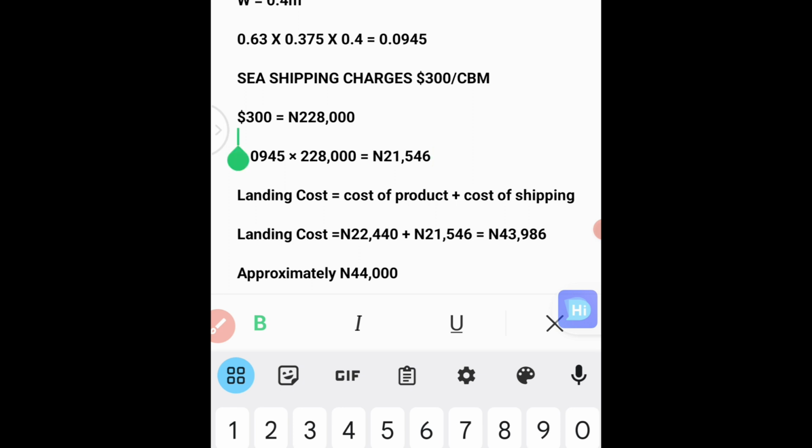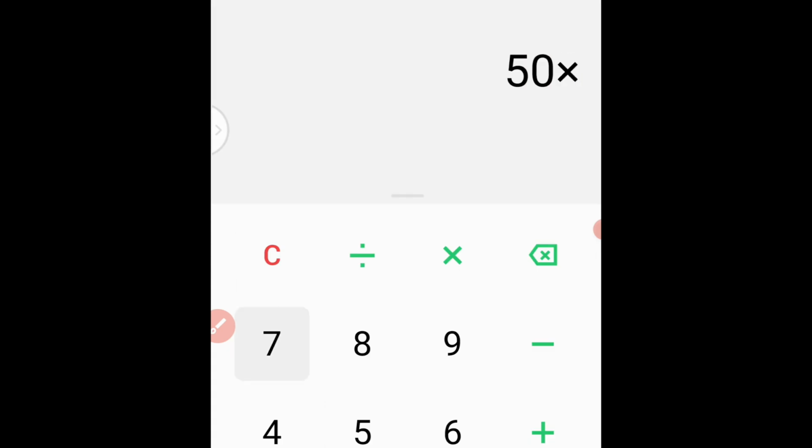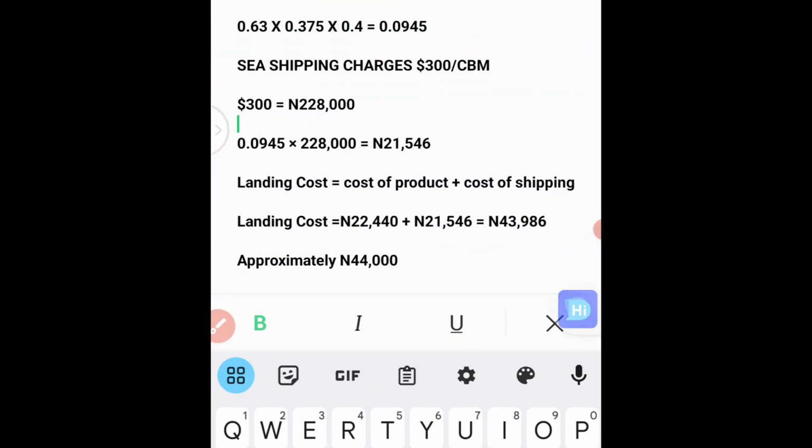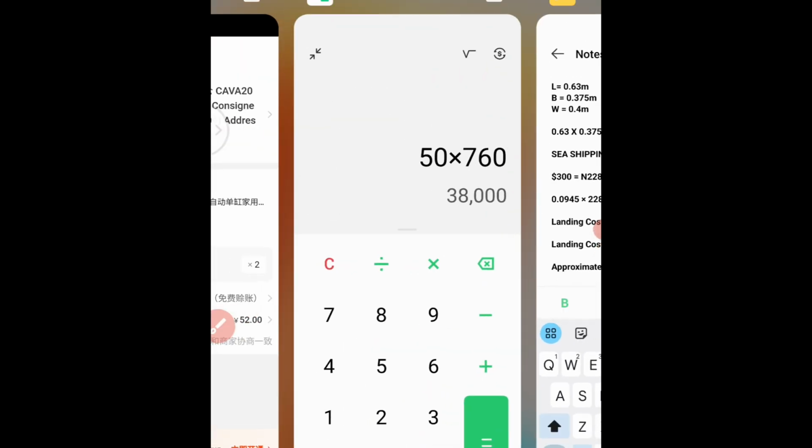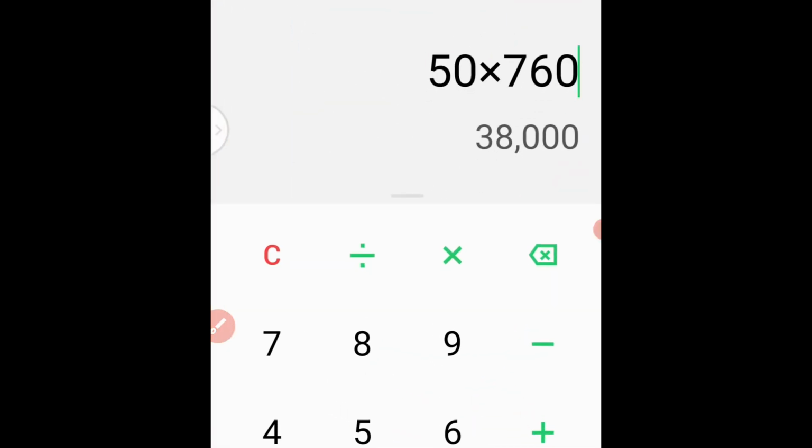Now let me also point out that most shipping companies have their minimum charge for sea shipping. If you chat up some shipping company, they will tell you that their minimum charge is $50. Remember, we are using 760 for today's exchange rate. So let's say our shipping cost here, when we calculated it, is 21,546. Because this shipping company has its minimum, and the minimum is $50 for most, instead of 21,000 plus, we will now pay 38,000. We will no longer pay that 21 because it is less than their minimum, right? So even if they charge us $50 and we convert this to naira, it is 38,000.